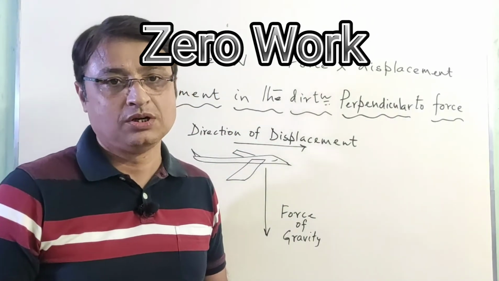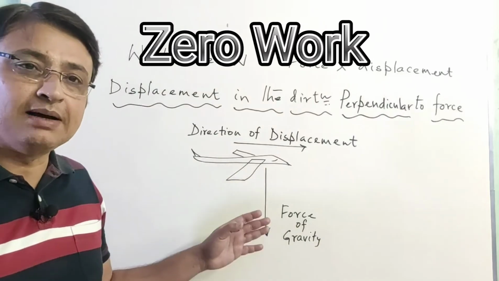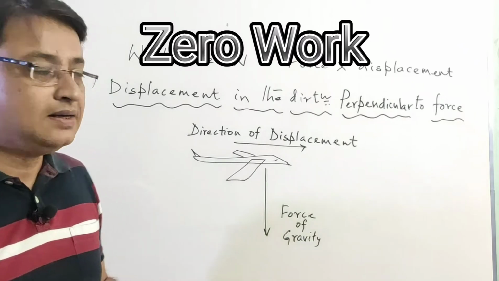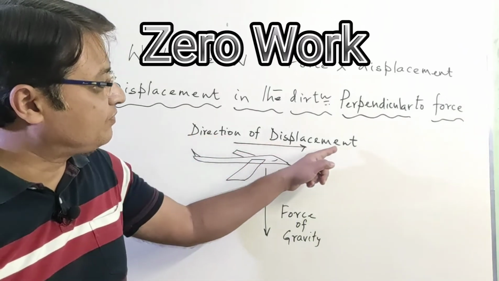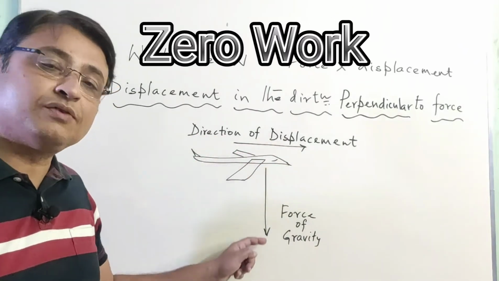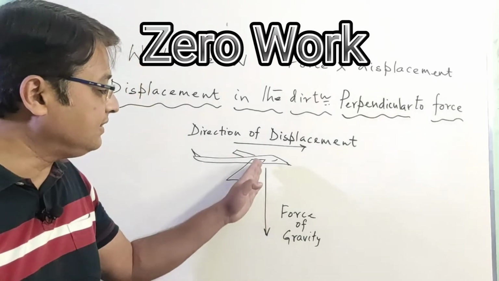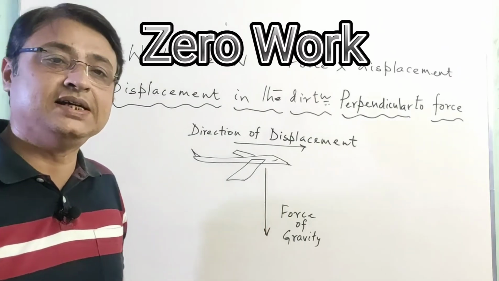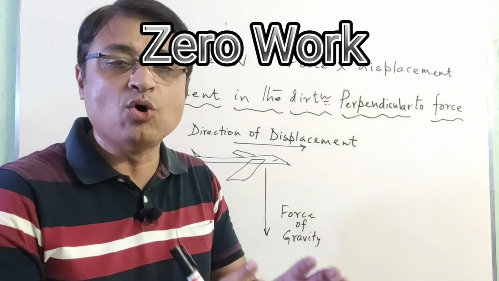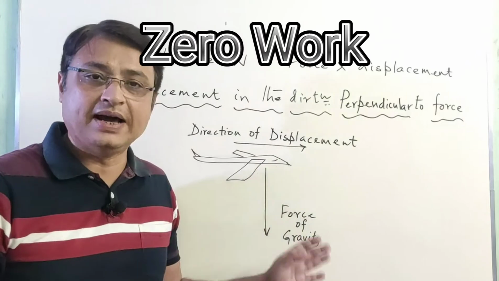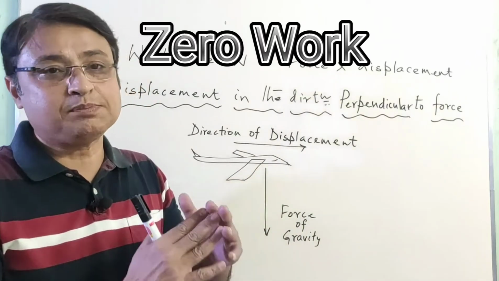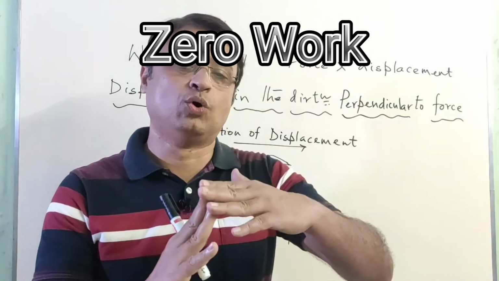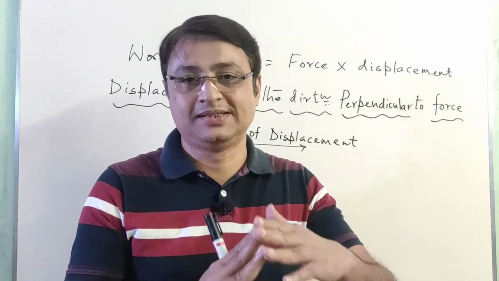So in the third case, what I am going to show you is the displacement in the direction perpendicular to force. Let us consider this example. There is an aeroplane flying in the sky. This will be the direction of displacement, whereas the force of gravity due to Earth is in the perpendicular direction. So this force of gravity actually does zero work on this aeroplane. Whenever the displacement of an object is perpendicular to the applied force, the work done should be zero.